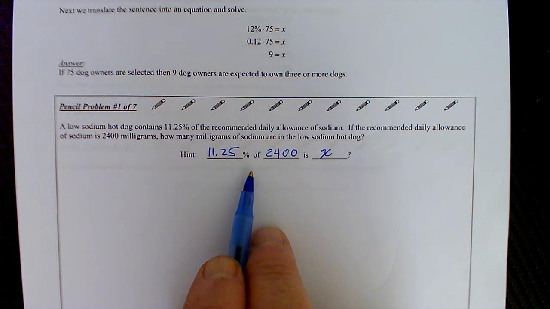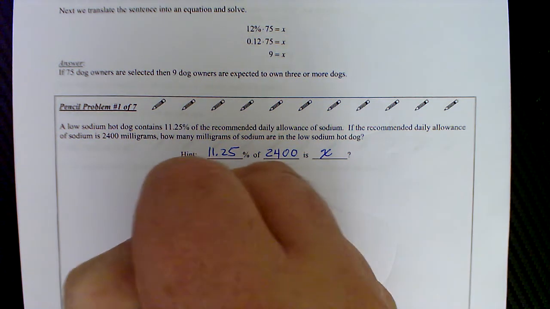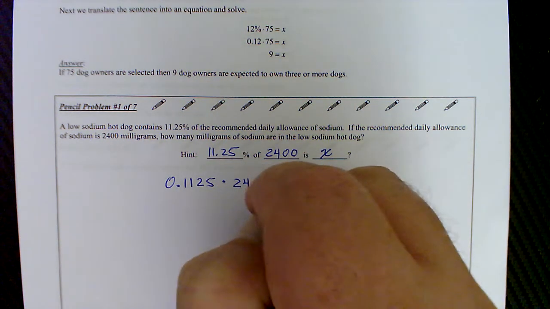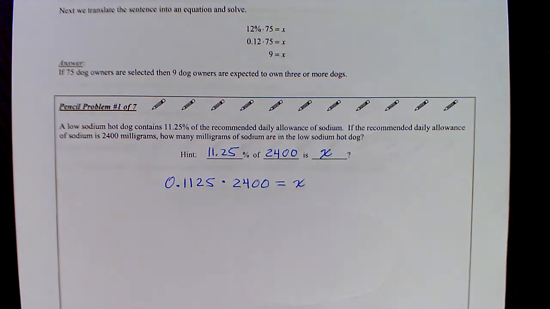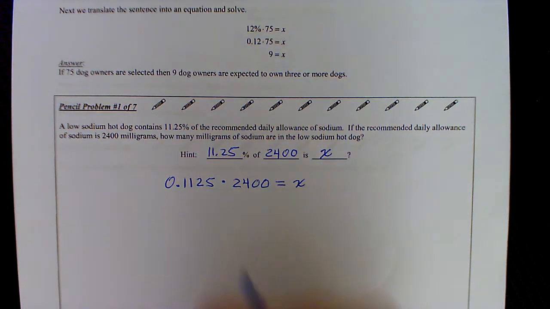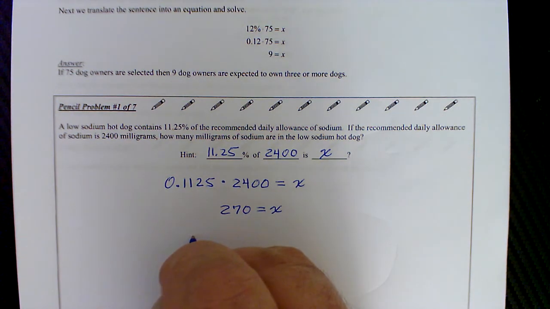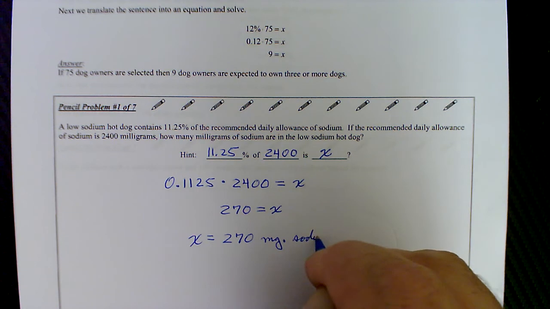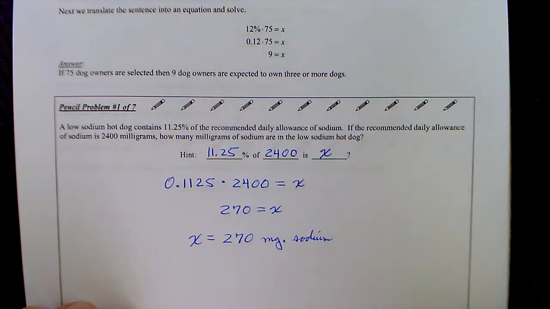Okay, translate this to a mathematical sentence. Just note that when using the equation method, the percentage needs to be changed to a decimal. So two places to the left, 0.1125. Of means multiplication, 0.1125 times 2,400 then, and is means equals, so equals X. And you can see it's just basic multiplication. Use your calculator. 0.1125 times 2,400 is 270. So 270 equals X. And we should label it, so let me say that X equals 270 milligrams of sodium. And you could say in this low sodium hot dog if you wanted to write a little college-like sentence. Okay, moving on.